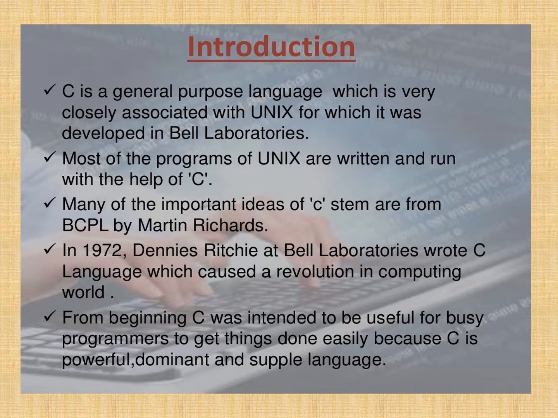C is a general purpose language which is very closely associated with Unix, for which it was developed in Bell Laboratories. Most of the programs of Unix are written and run with the help of C. Many of the important ideas of C come from BCPL by Martin Richards. In 1972, Dennis Ritchie at Bell Laboratories wrote the C language, which caused a revolution in the computing world.